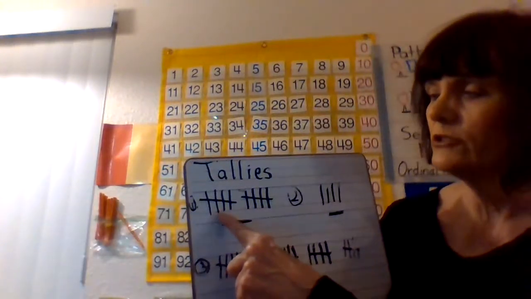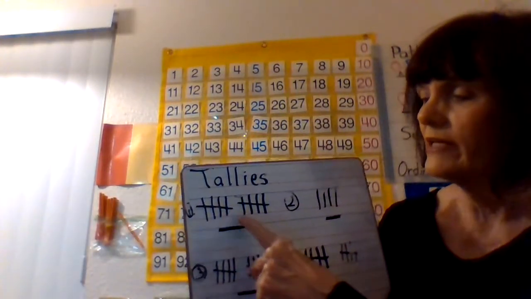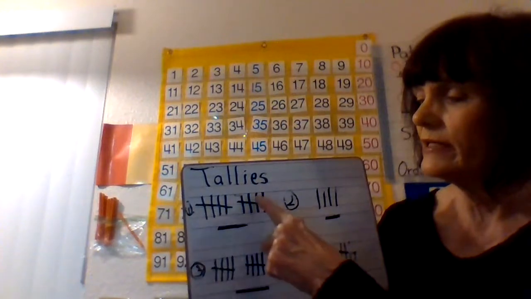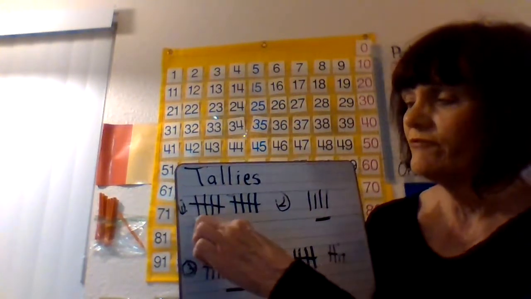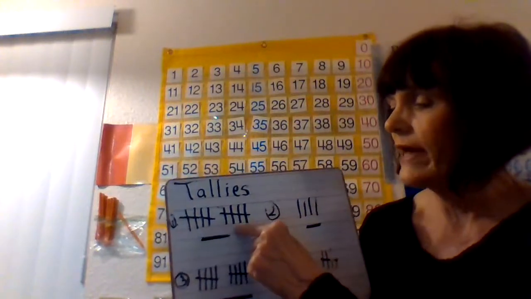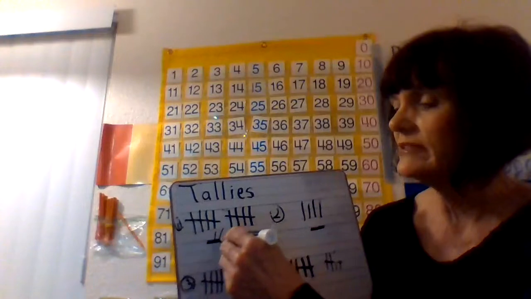Right now we're going to look at tallies. Let's count these tallies. Ready? 1, 2, 3, 4, 5, 6, 7, 8, 9, 10. I did 4 down and tallied up 1 across 5. 4 down, tallied up 1 across equals 5. 5 plus 5 is 10.